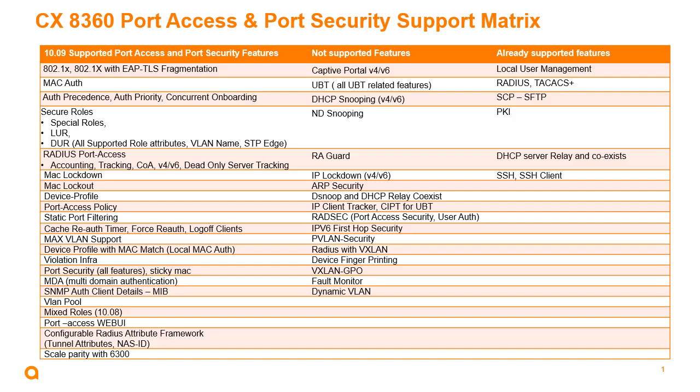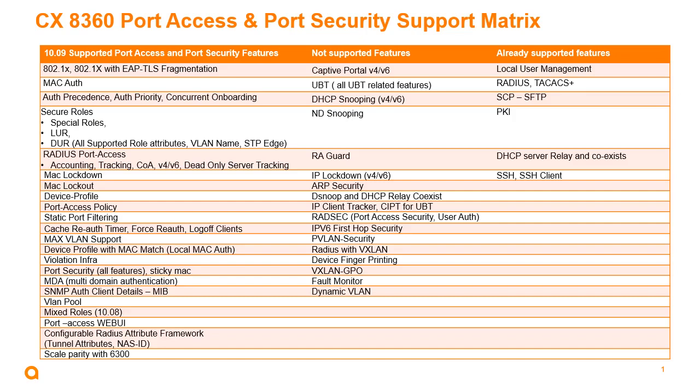ND snooping, RA guard, and IP lockdown are all very important features on access layer switches rather than on the aggregation or core. The main key thing for an aggregation or a core switch is to authenticate the access switches. For that reason, we are enabling these features.